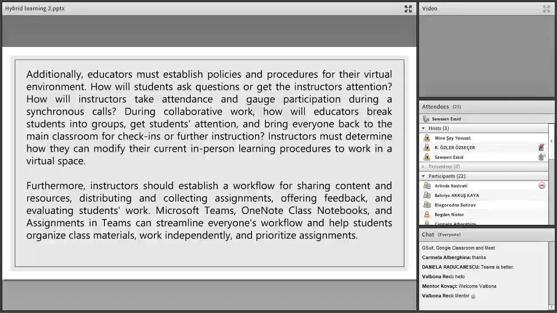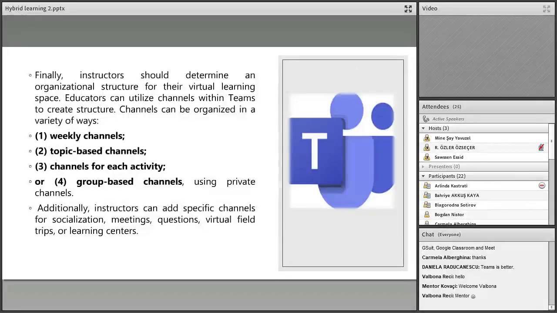Furthermore, the educator should establish a workflow for sharing content and resources, distributing and collecting assignments as well, offering feedback and evaluating students' work. In Microsoft Teams and OneNote Class Notebooks, and assignments in Teams, because in Microsoft Teams you can also do assignments, can streamline everyone's workflow and help students organize class materials, work independently, and prioritize assignments.